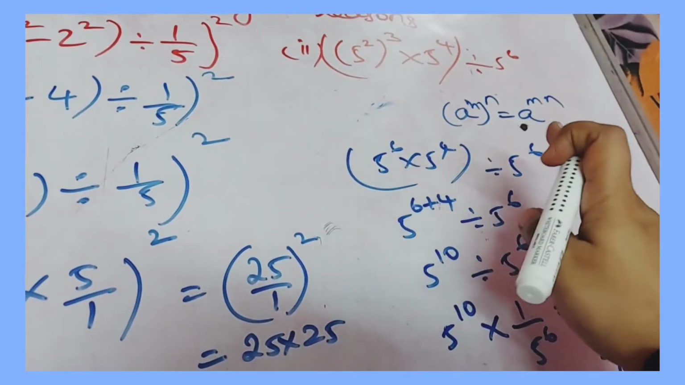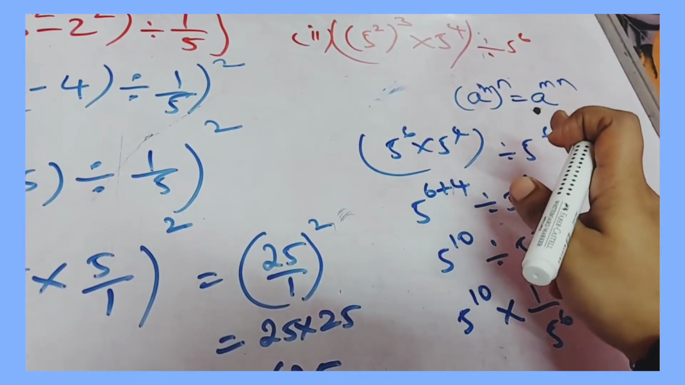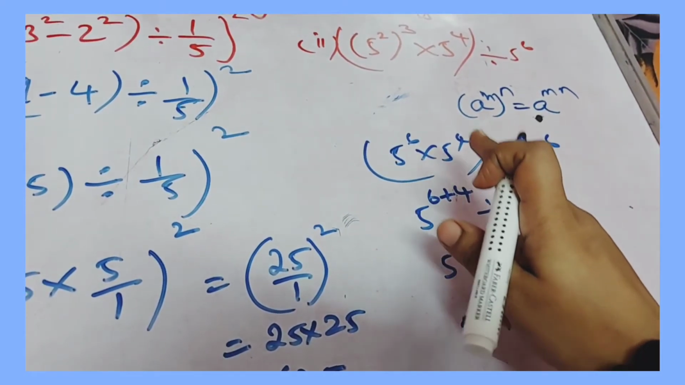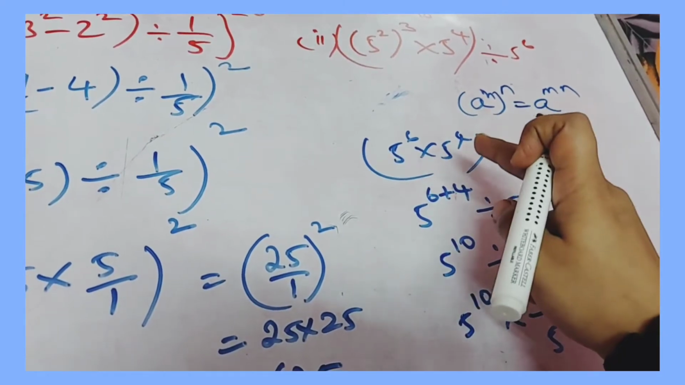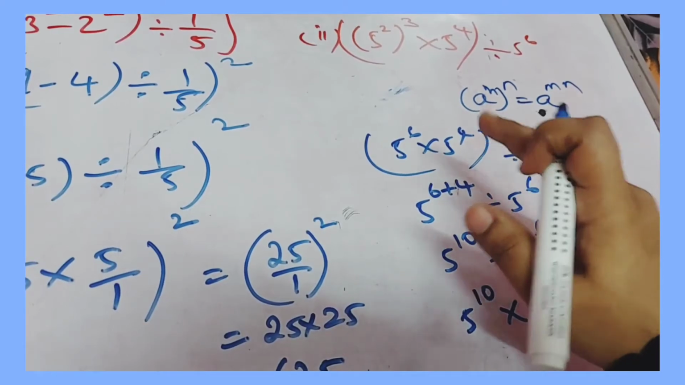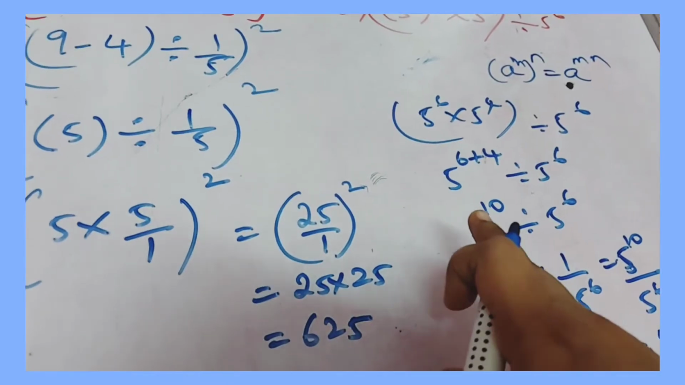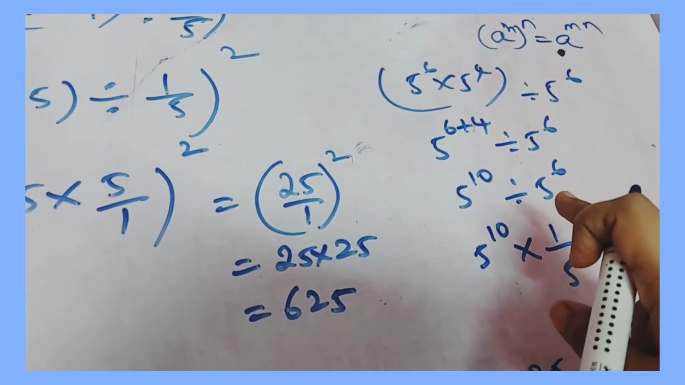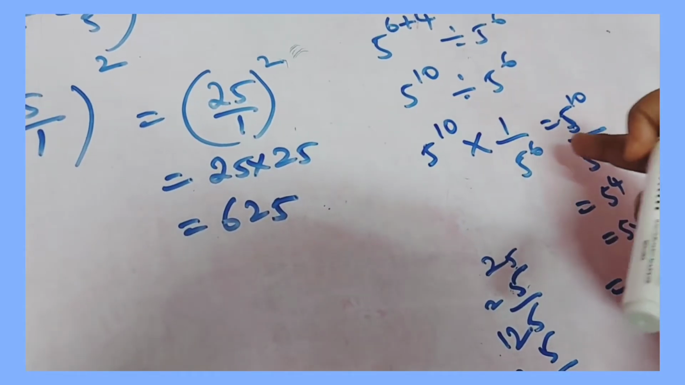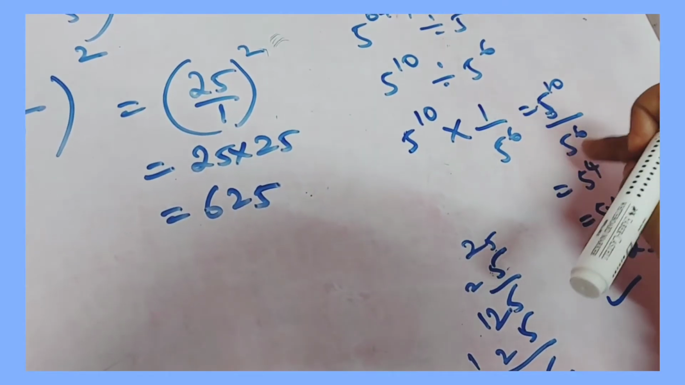So here we are using this identity, a power of m n, m into n. So 5 to the power of 6 into 5 to the power of 4 divided by 5 to the power of 6. If the bases are the same, powers should be added. 6 plus 4 is 10, 5 to the power of 10 divided by 5 to the power of 6. Then 5 to the power of 10 into 1 by 5 to the power of 6 is 5 power 10 by 5 power 6.